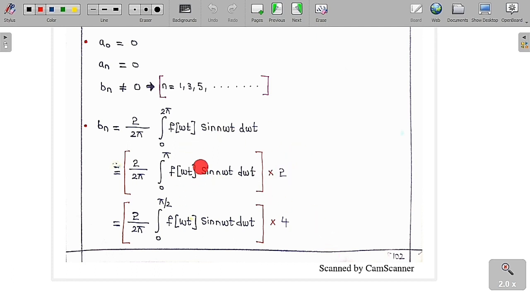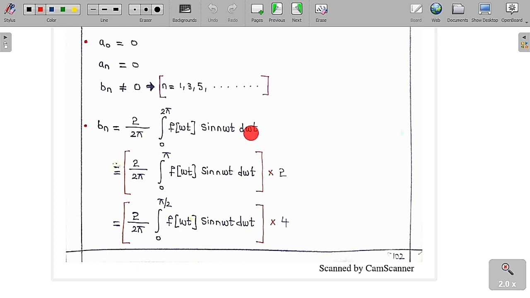But here, as it satisfies the half wave symmetry, we can use the half wave symmetry principle also, which is 2 by 2 pi integration of 0 to pi f of theta into sin n theta into d theta into 2. Or if you want to use the quarter wave symmetry formula, which is 2 by 2 pi integration 0 to pi by 2 f of theta into sin n theta into d theta into 4. You can apply any of these principles, and everything is going to give you the same result.